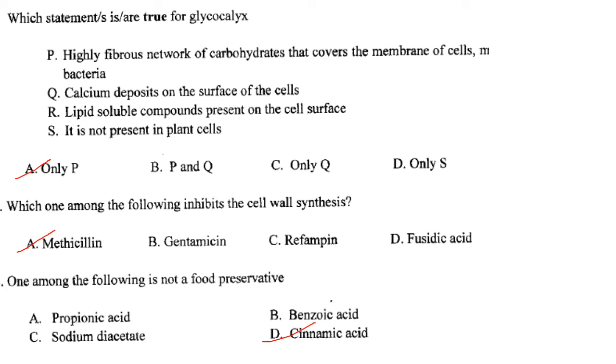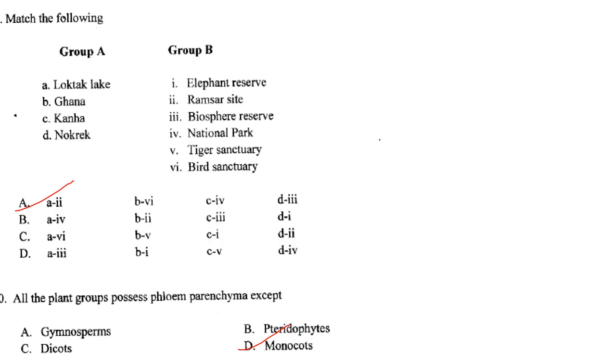Then which one among the following inhibits cell wall synthesis? So methicillin, a semi-synthetic derivative of penicillin, is involved in inhibition of cell wall synthesis. One among the following is not a food preservative. So cinnamic acid, given here, is not a food preservative. Then match the following. Loktak Lake is a Ramsar site. So A2.